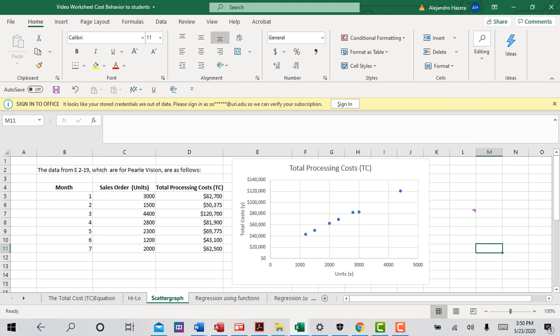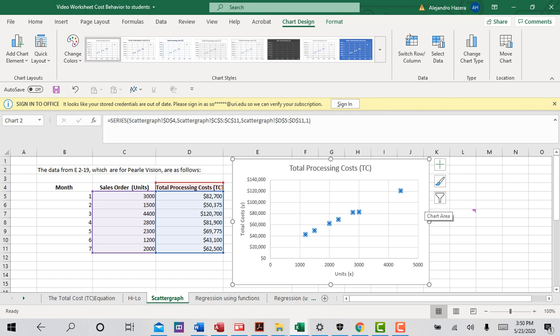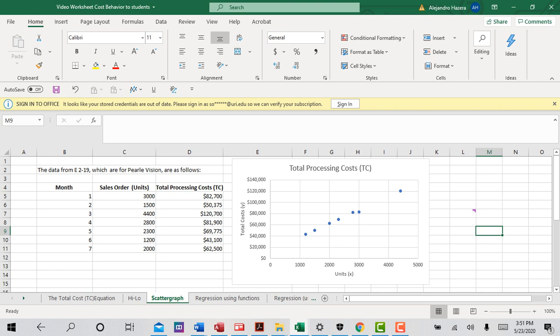Okay, and if you look at this graph here, the one point that seems to be sort of out of control is the very high point, 120,000 at 4,400 units. That one seems to be the outlier. And using the scatter graph method, that's what you're looking for. You're looking for outliers. Our line this time should be even better than the line last time because we're taking the outlier out.